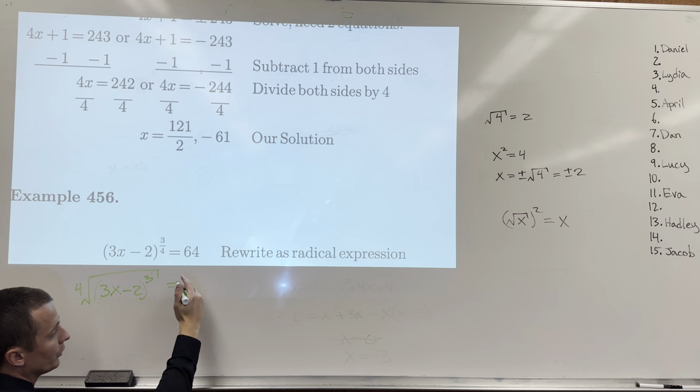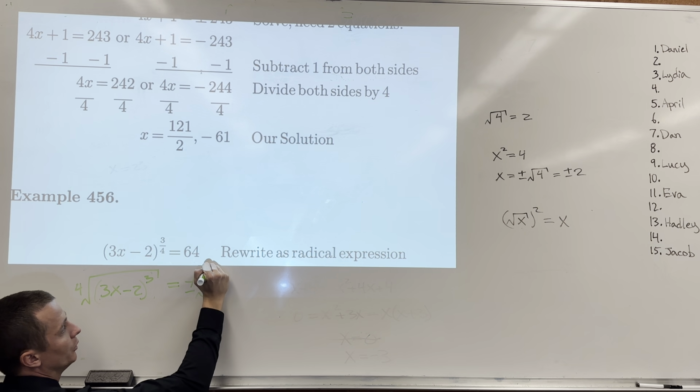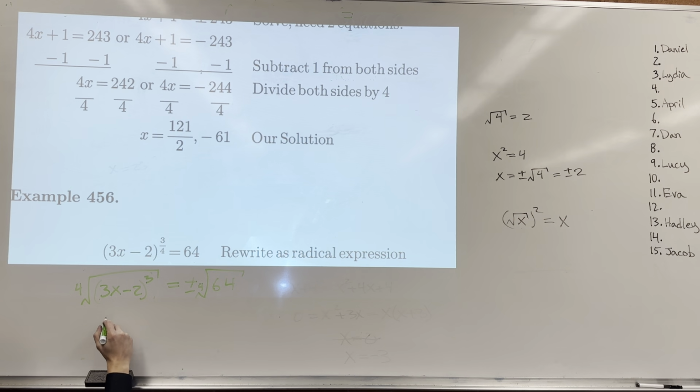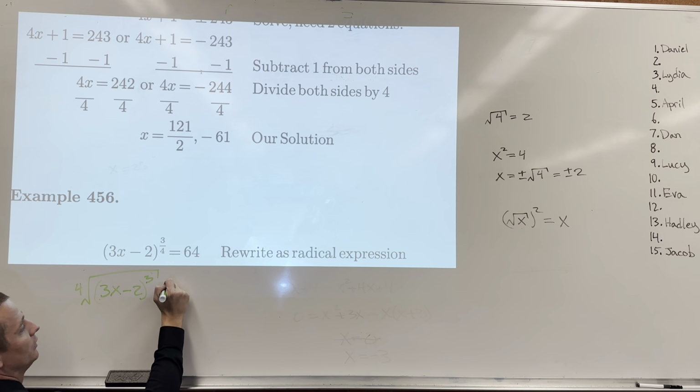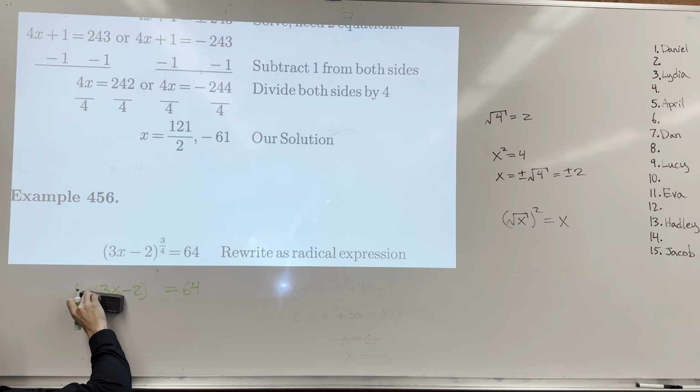And we're going to take the 4th root of this side. Remember, that's an even, so we got to do the plus or minus over here. So plus or minus the 4th root of 64. Now, what is the 4th root of 64? Sorry. What am I doing? Oh, no, it's equal to 64. Sorry. Oh crap. I had it right the first time. I just got rid of my head.